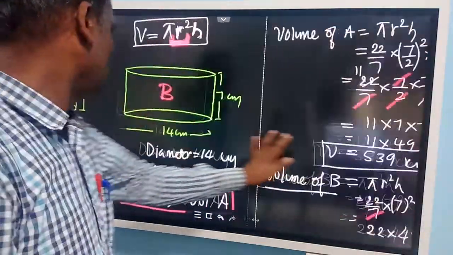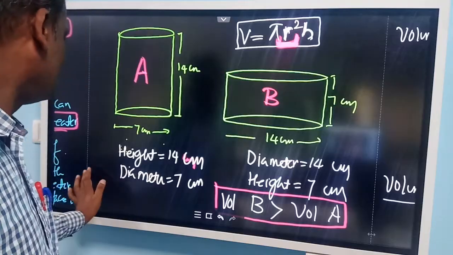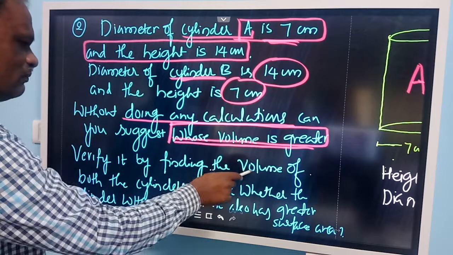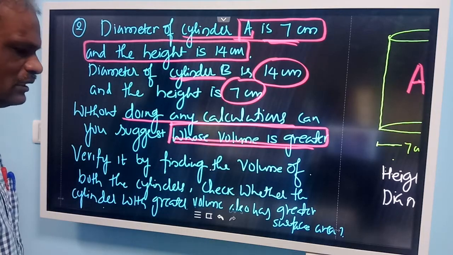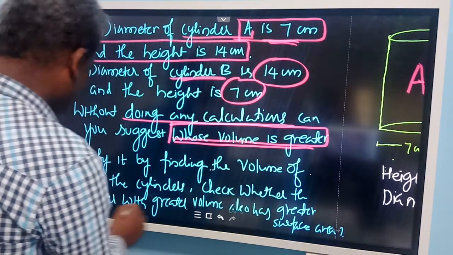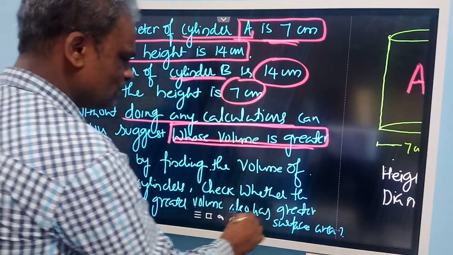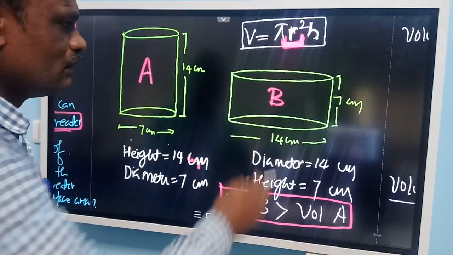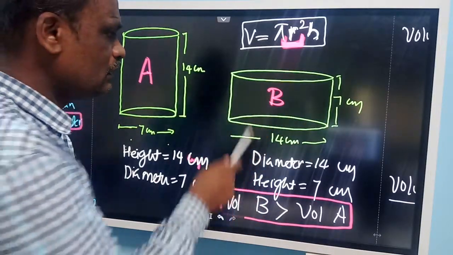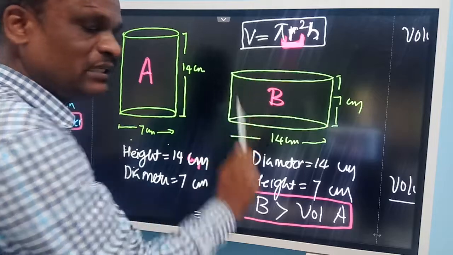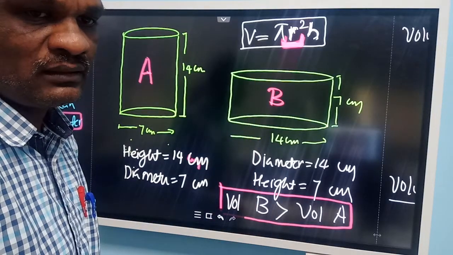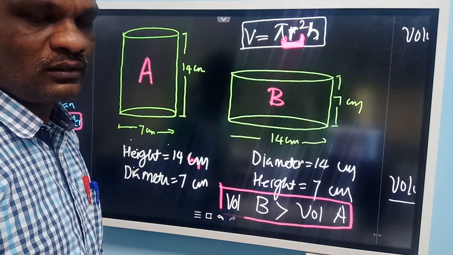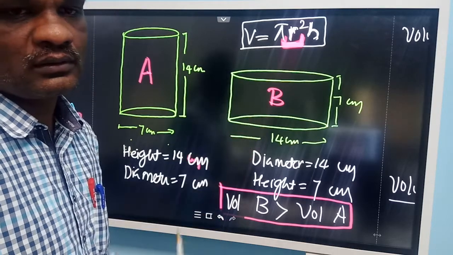Now let us see what is the next part of the question. We have only verified by finding the volume of both the cylinders. Now come to the second part. Check whether the cylinder with a greater volume also has the greater surface area. Now B has got the greater volume. Now we have to verify whether greater volume means greater surface area. Is it correct? Sir, no, sir. No. Volume is small.